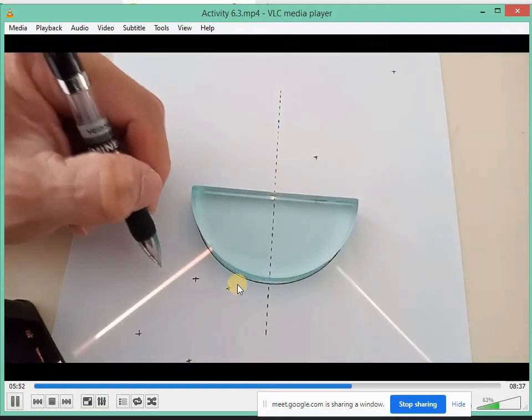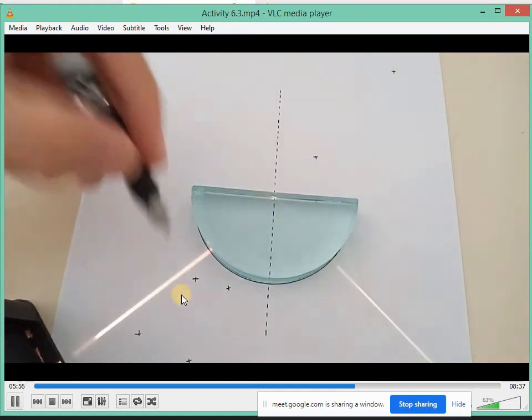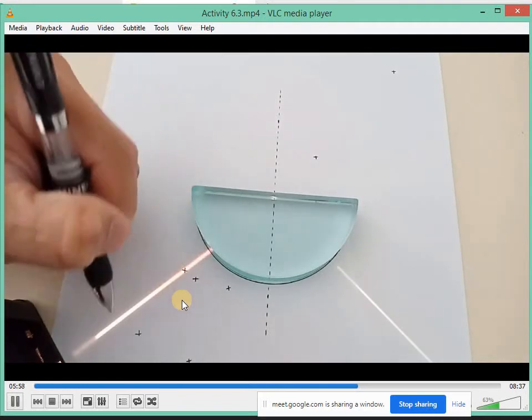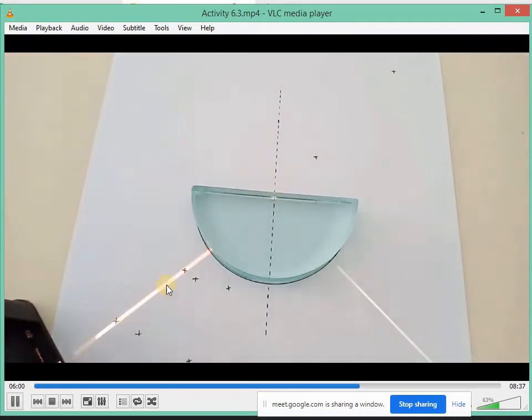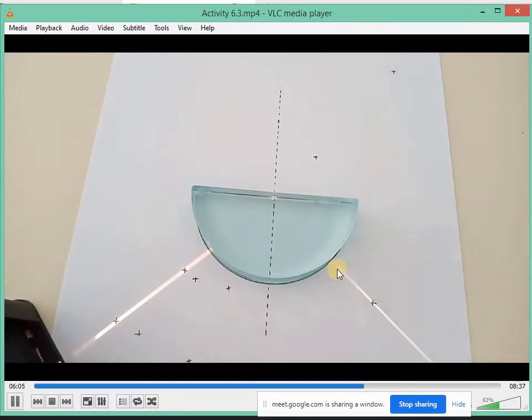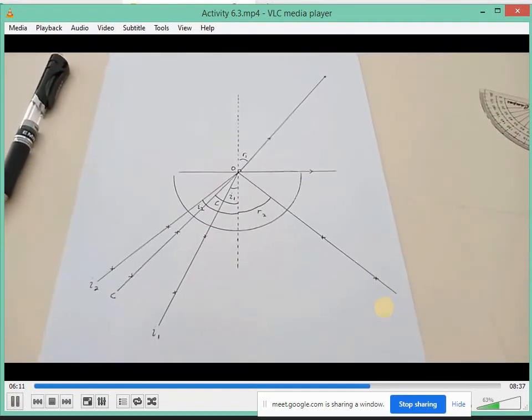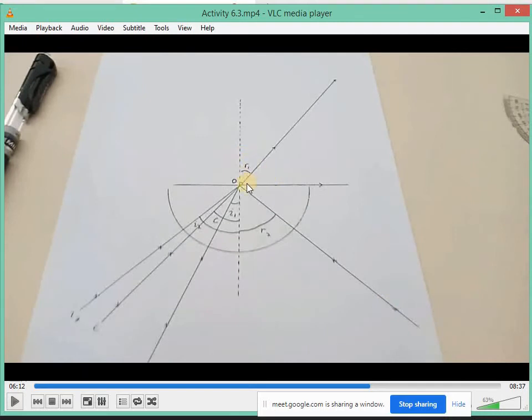Total internal reflection. So we mark the light ray, the incident ray. Mark it like this to mark the path of the incident ray, and here to mark the path of the reflected ray. And then this is the result that we can get. So you see, this is the incident ray at the beginning, and then this is the refracted ray.